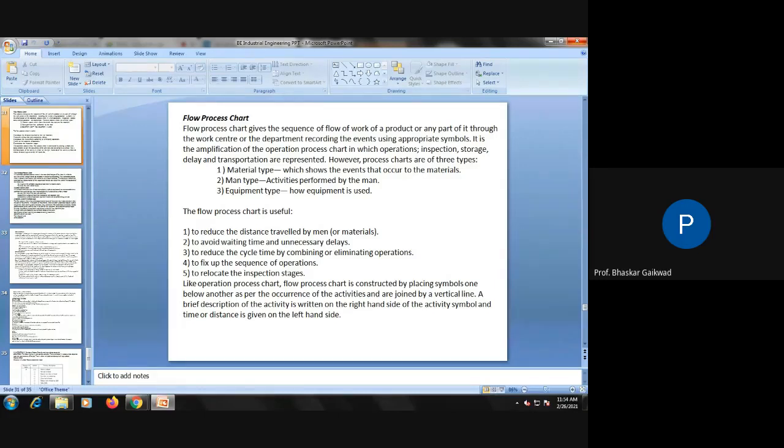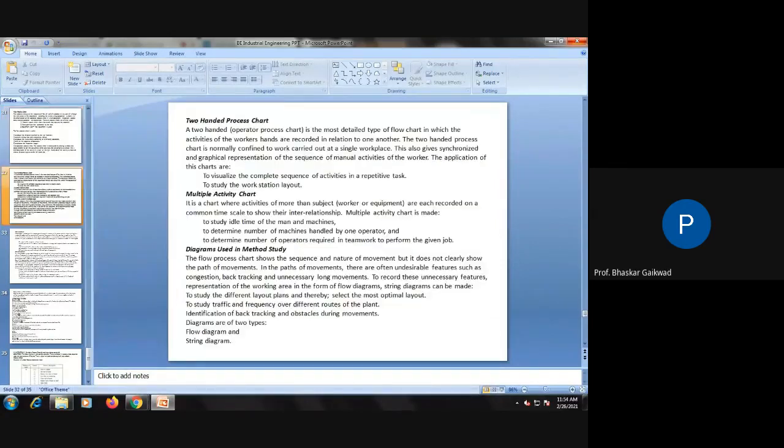So symbolically you can show each activity and the related times and related distance covered. So this is about the flow process chart. Then the two-handed process chart. So what activity is actually done by two hands? For example, carburetor assembly is there in the automobile industry.